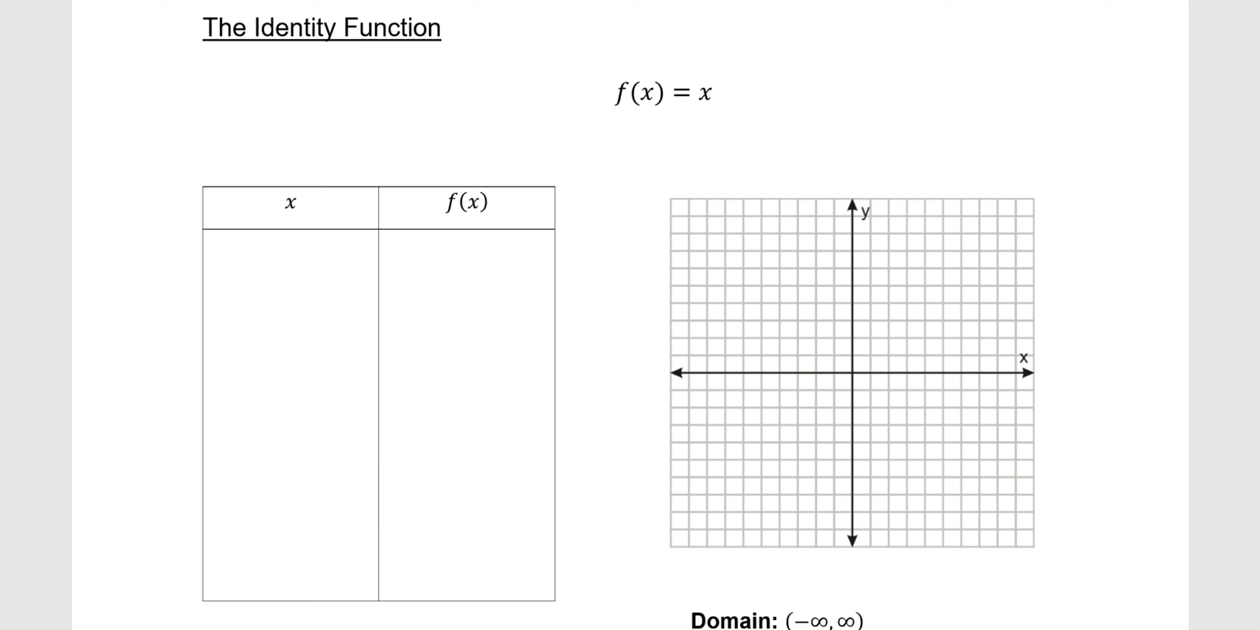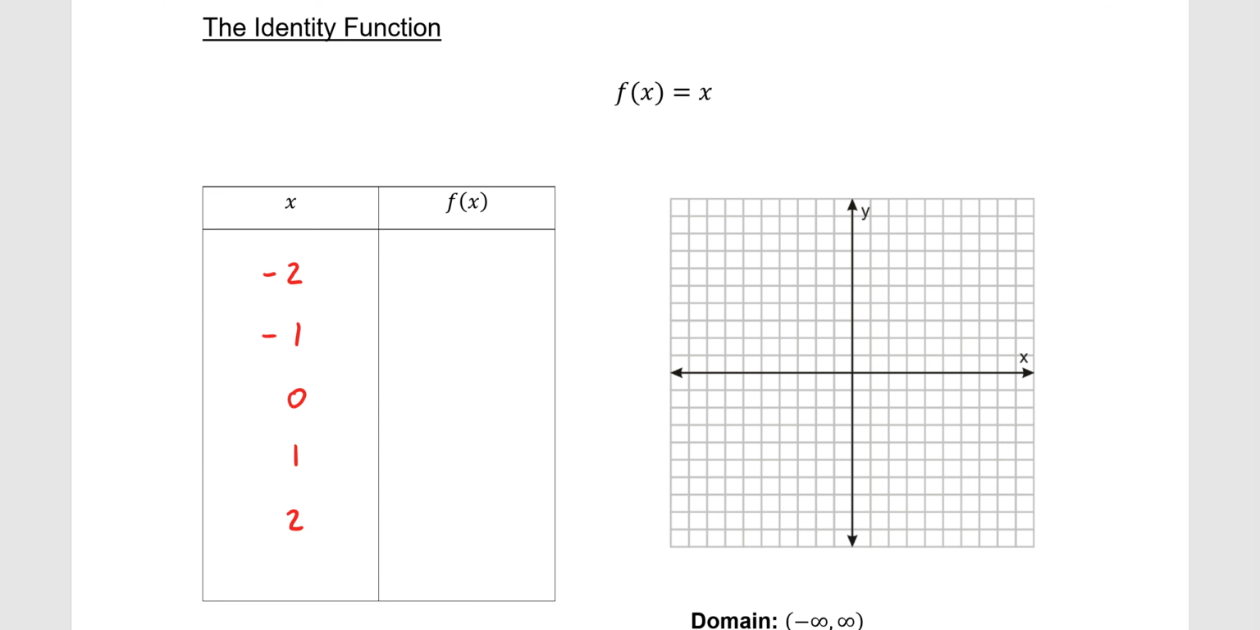So the identity function is f of x equals x. So remember here that f of x is the same thing as y. It's y equals x. So let's come up with a little table of values here and plug in negative 2, negative 1, 0, 1, and 2.